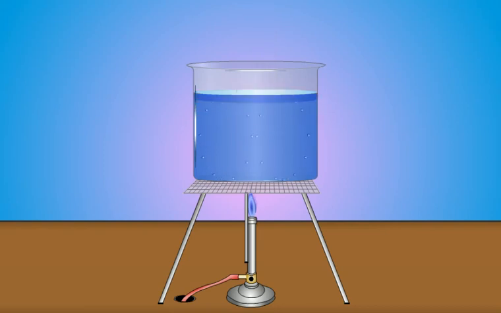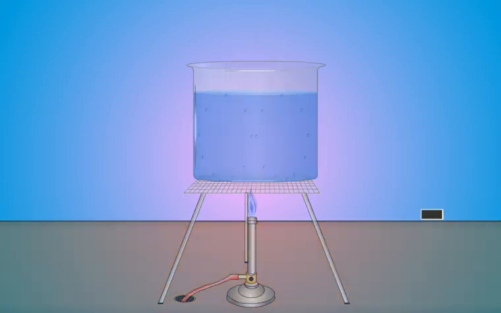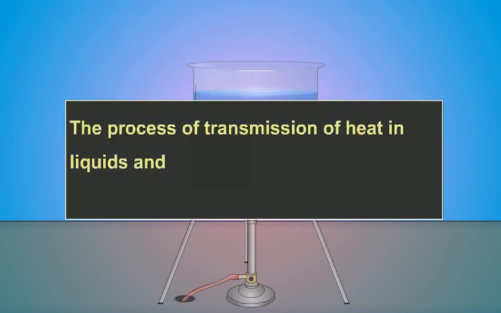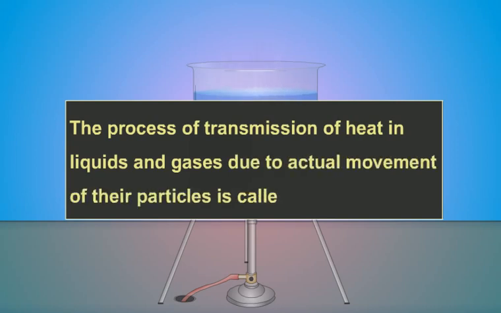The water at the top is cooler and comparatively heavier, so it comes down to take the place of hot water. The process continues until the whole water becomes hot. In this activity, we have noted the actual movement of water molecules, which causes the transfer of heat. Thus, convection can be defined as the process of transmission of heat in liquids and gases due to the actual movement of their particles.